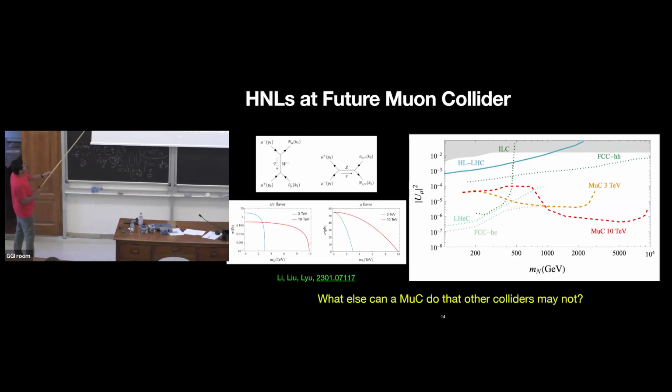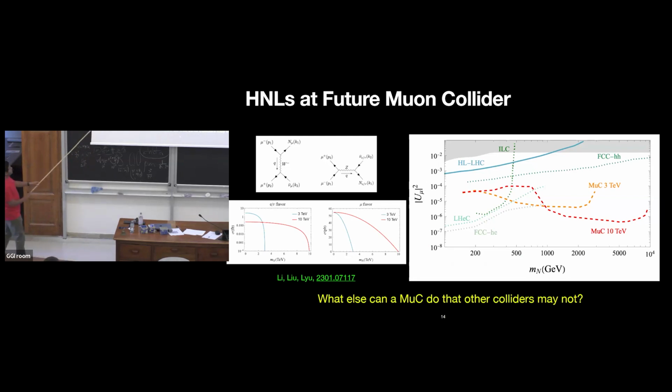Again, you have the same two types of diagrams. If it couples to only muon, then you can have both the W and the Z mediated. But if it couples to electron or tau, then you only have the Z mediated. That's why the cross sections look different over here.